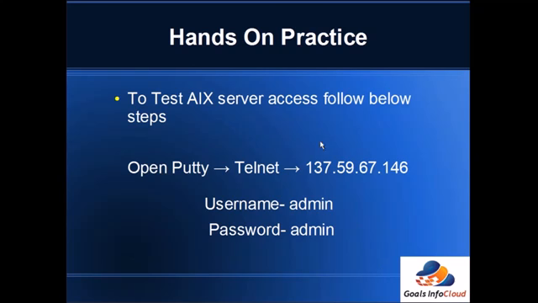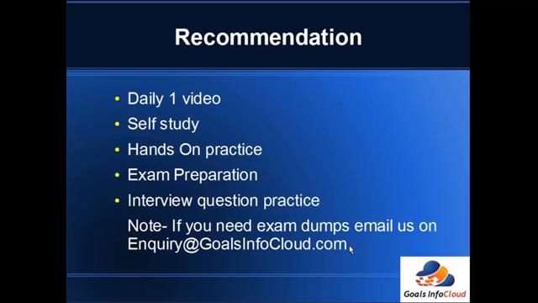If you want to test the connectivity to our server, the best way is to open PuTTY, click on telnet and type this IP address. Username is admin, password is admin, and you'll get the admin user login. You can fire basic Unix commands, like if you want to check the OS level and prtconf. So you can see the server configuration by using these basic commands.